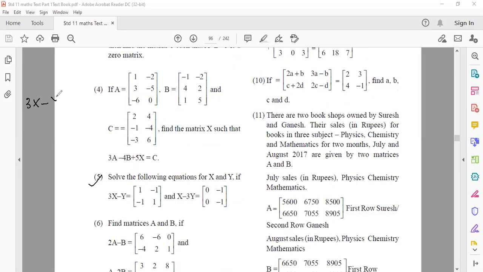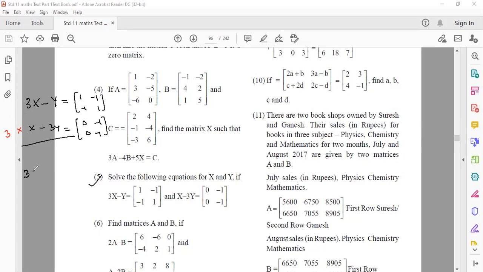3x minus y is [1, -1; -1, 1]. Below it, x minus 3y equals [0, -1; 0, -1]. So you will apply the same method as that of simultaneous equations. If I want to solve these two equations, what will you do? You will multiply the second equation with 3.